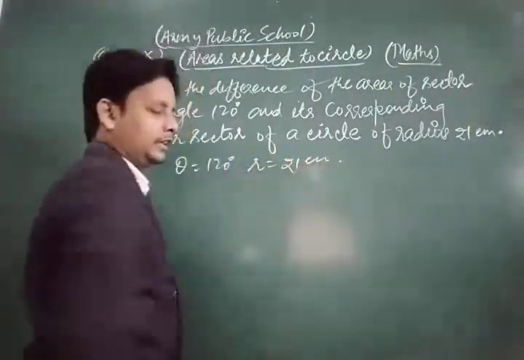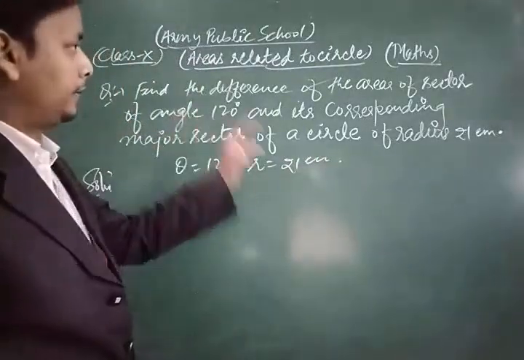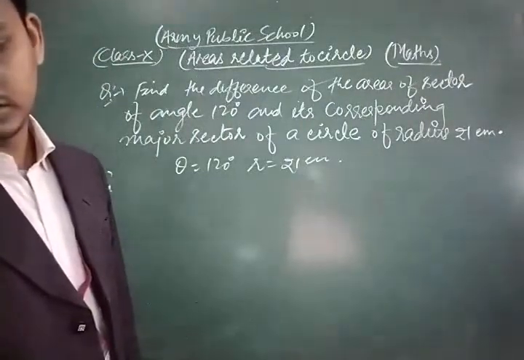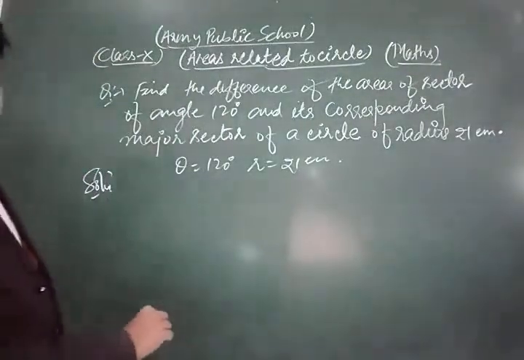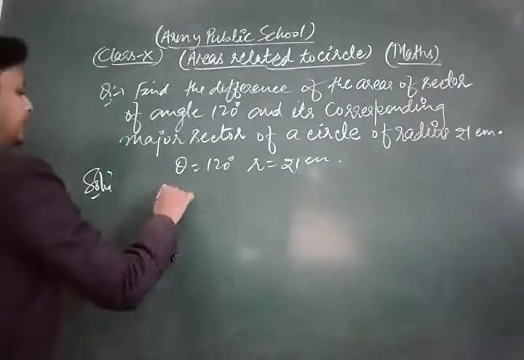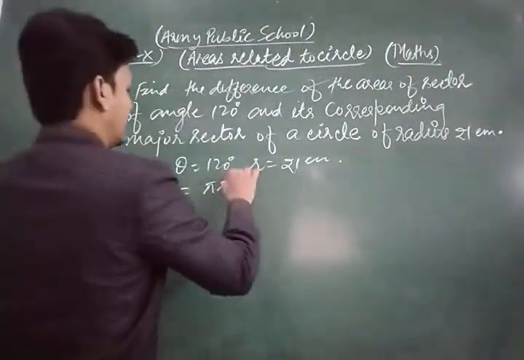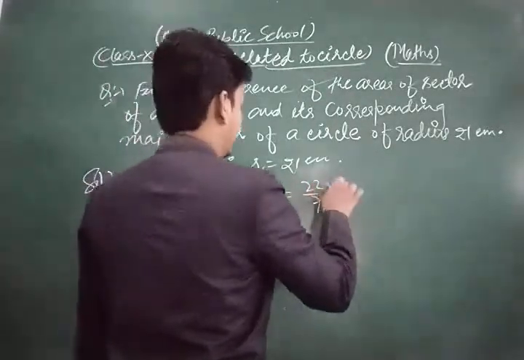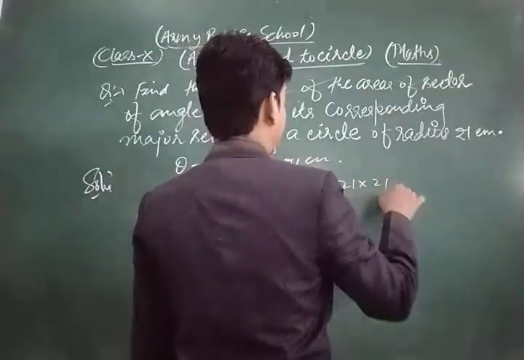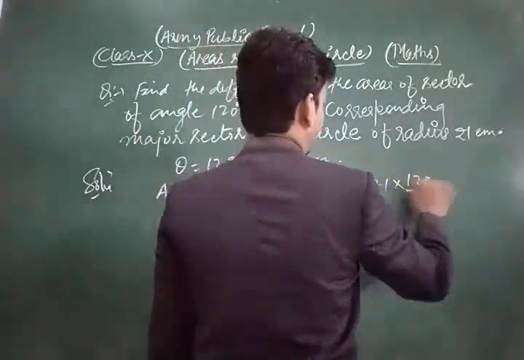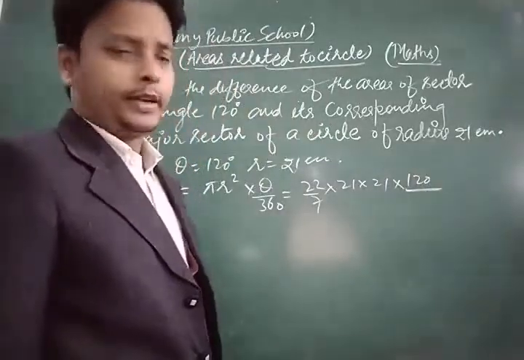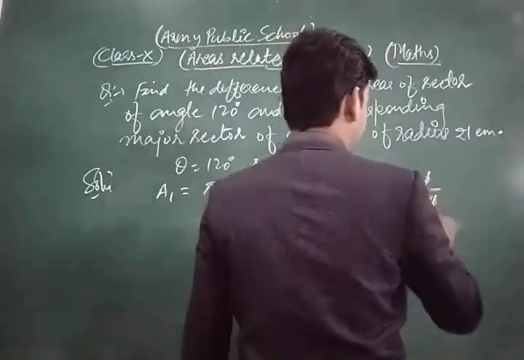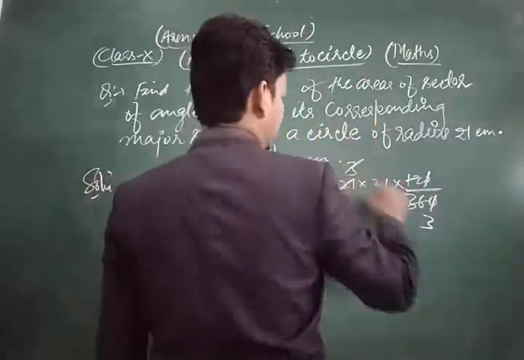So first of all, we find the area of minor sector. So let A1 be the area of minor sector, that is pi r square into theta upon 360. So we have 22 upon 7, r square means 21 into 21, into theta is 120 upon 360. 3, 7, 3 are, 3 cancel to each other.